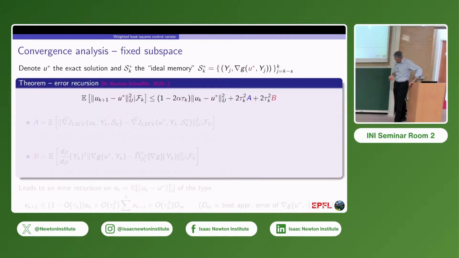Okay, so this is the first result in the case of a fixed subspace. The fixed subspace, of course, has the drawback that you have to choose in advance the size of the space.